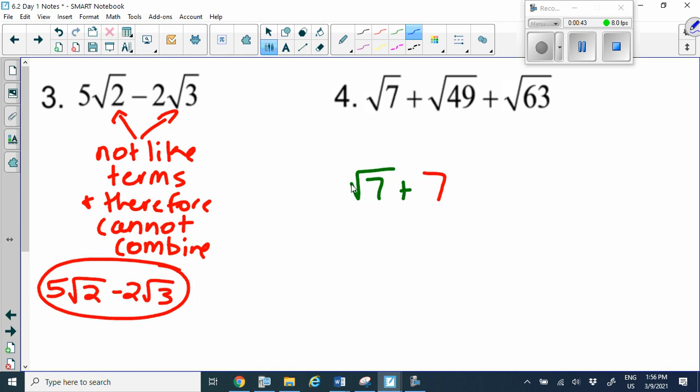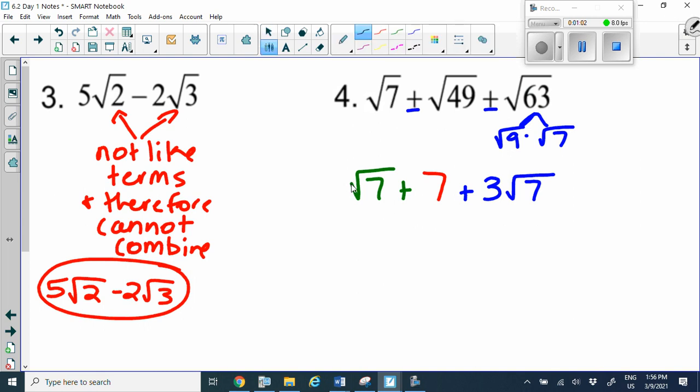Now, what about 63? Is that a perfect square? No. What is the largest perfect square that goes into it? It is going to be 9. So we have square root of 9 times square root of 7. I do need to simplify that. So square root of 9 gives me a plus 3. Notice I'm still using the same signs they give to us. So I have 3 square root of 7.